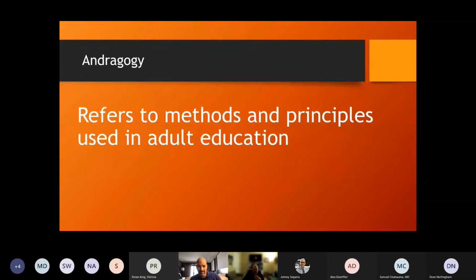Andragogy refers to the methods and principles used in adult education. It's the opposite. And this is what we're going to focus on today. And when you look at the history, this really picked up again in the late 60s, 1968 to be specific, when Malcolm Knowles wrote about using this in adult theory. But really, this is the classic way of teaching. Confucius, the Hebrew prophets, the Socratic method, this is all andragogy. This is all adult learning.